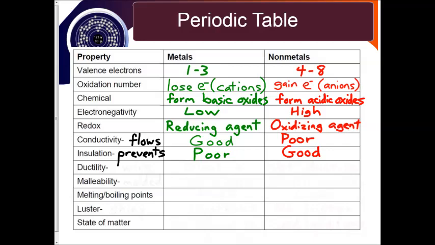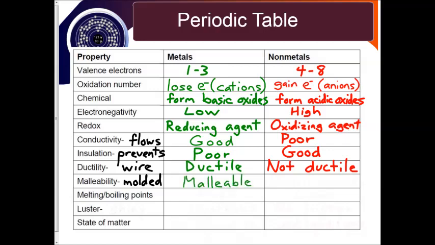Ductility. Ductility is the ability to pull something into a wire. So if you know anything about metals, most wires are made of metal, so metals are extremely ductile. Nonmetals are not ductile. Malleability means ability to hammer into a sheet or to mold it. Metals, very good at being molded into different things. We can hammer them into whatever shape we want, so they are malleable. Nonmetals are very brittle when they're solids.